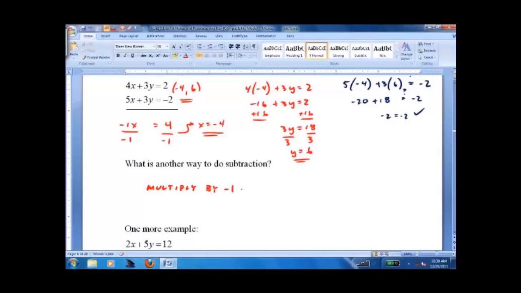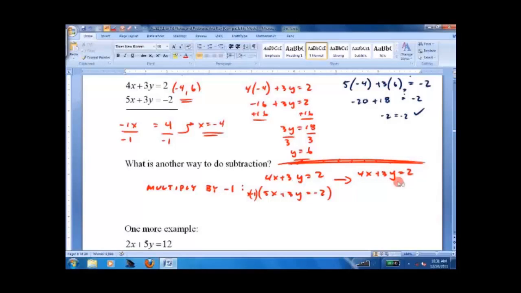So for example, we had 4x plus 3y equals 2 in the previous problem. And then we had 5x plus 3y equals negative 2. Let's just multiply the bottom one by negative 1. So the top stays the same, 4x plus 3y equals 2. And the bottom becomes negative 5x minus 3y equals 2. And then we can add it down and go from there. We've already done all the work. We're not going to do it again. Really like multiplying by negative 1. Don't like subtracting. It just doesn't work for me. If it works for you, great.